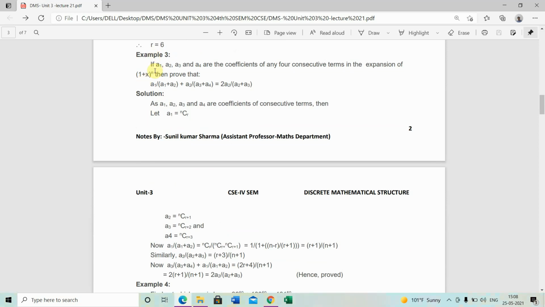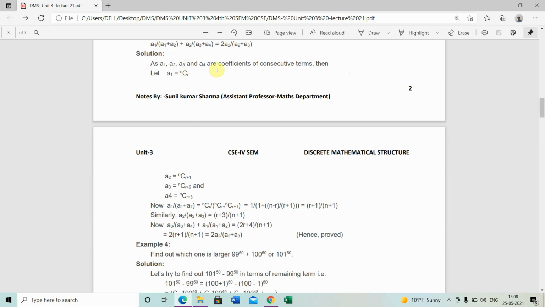Next example. If a1, a2, a3 and a4 are the coefficients of any four consecutive terms in the expansion of (1 + x)^n, then prove that a1/(a1 + a2) + a3/(a3 + a4) = 2a2/(a2 + a3).